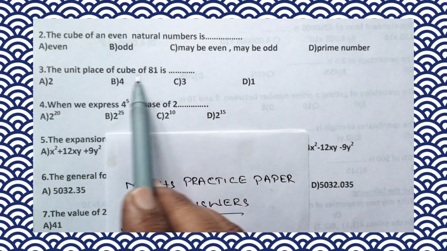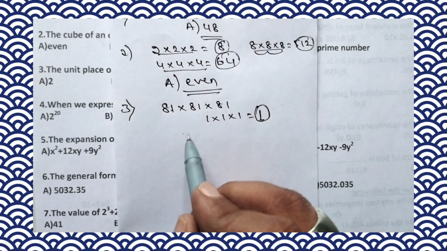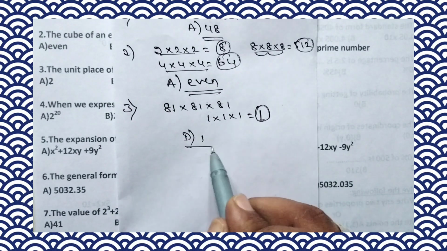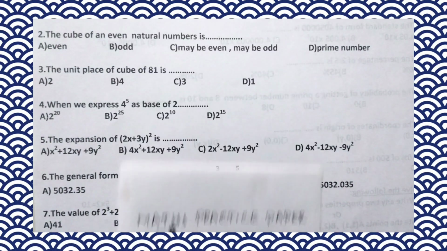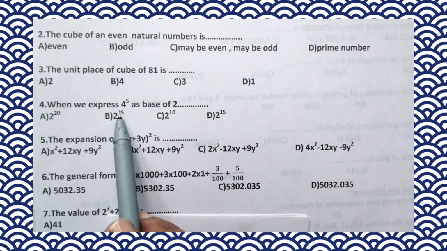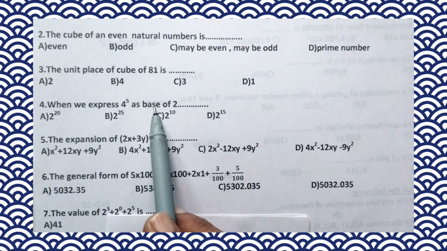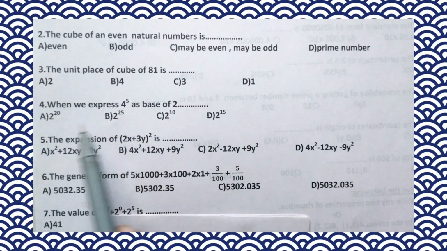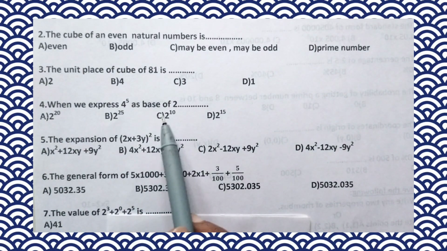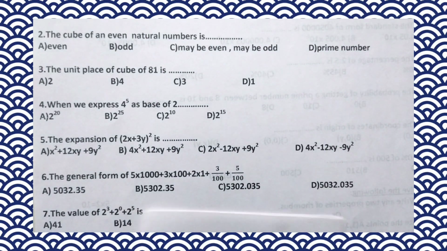The unit place of cube of 81 is option D, that is 1 is the answer. Now let us move for the fourth question. So when we express 4 to the power of 5 as a base of 2, the options are 2 to the power of 20, 2 to the power of 25, 2 to the power of 10, 2 to the power of 15.